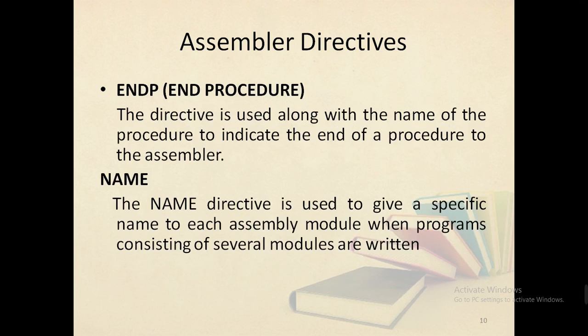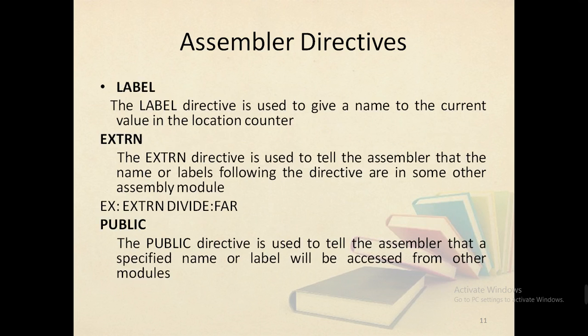Coming to the next assembler directive, ENDP, end of procedure. The directive is used along with the name of the procedure to indicate the end of the procedure to the assembler. Next, coming to the assembler directive, NAME. The NAME directive is used to give a specific name to each assembly module when a program consisting of several modules is written. And coming to the next assembler directive, LABEL.